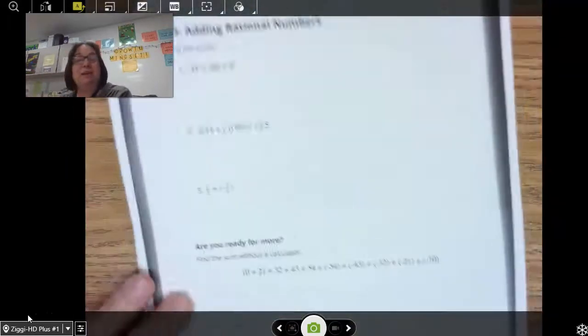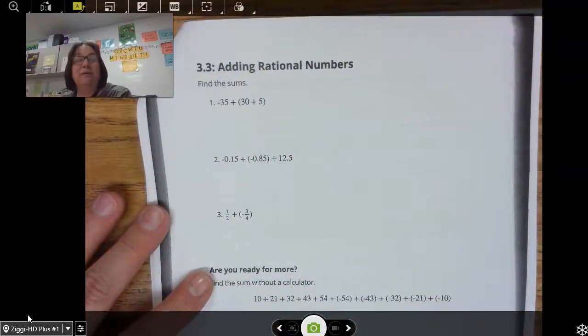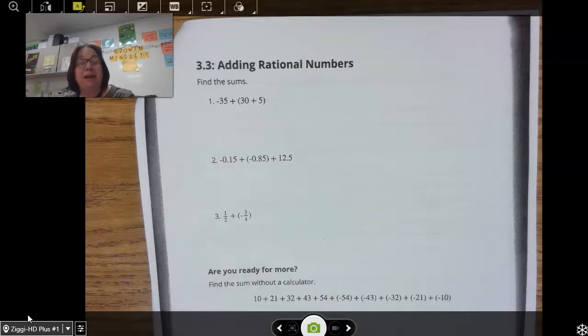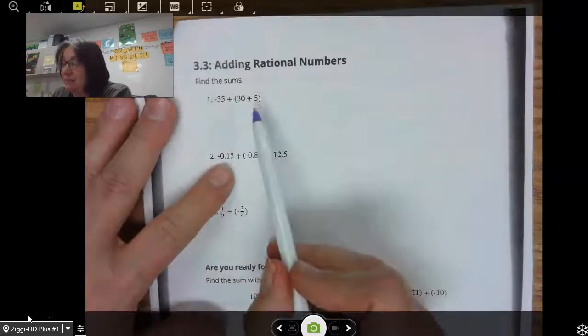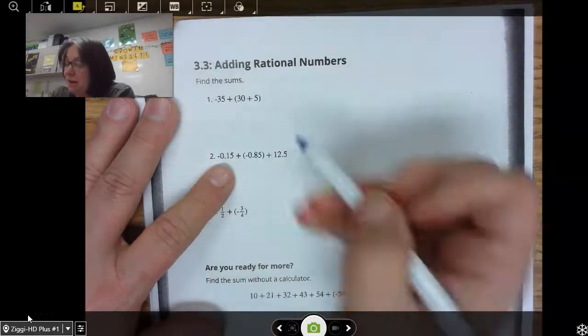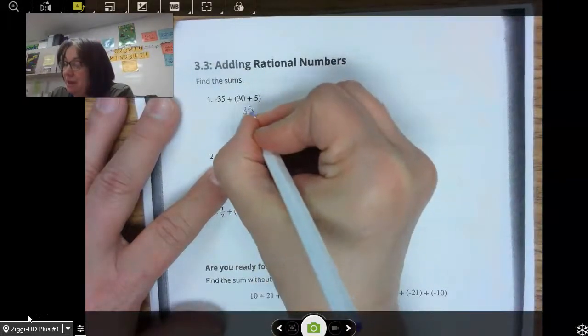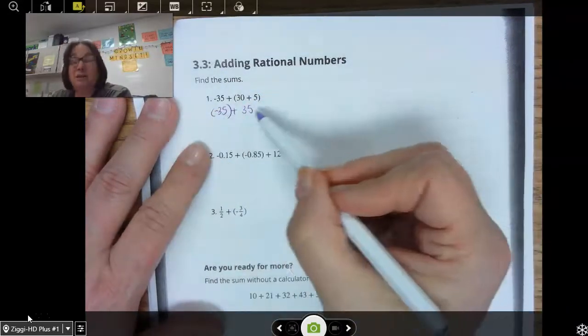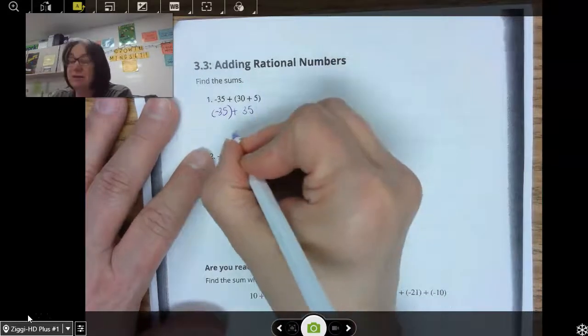Okay, the last lesson we're going to talk about today is 3-3 adding rational numbers. Sometimes it helps to group numbers when you get ready to add them. So in this case, they put the parentheses around the 30 plus 5. Well, 30 plus 5 is 35. And if I have a 35 and a negative 35, those are opposites, right? So my answer should be 0.